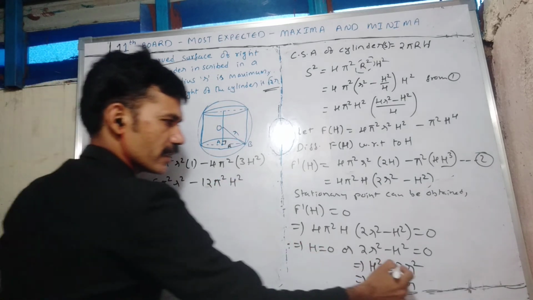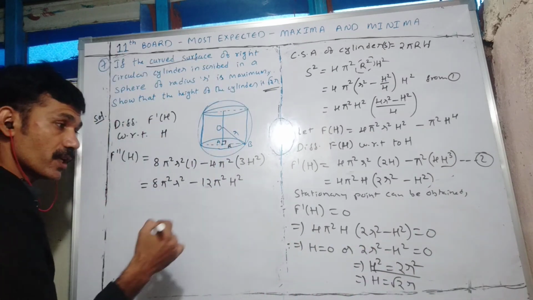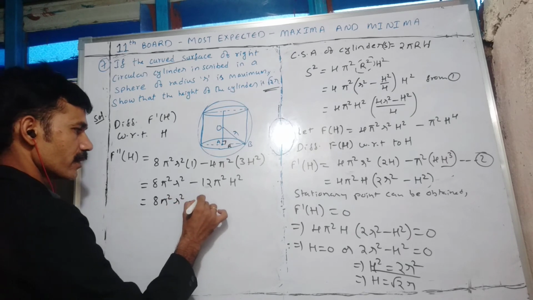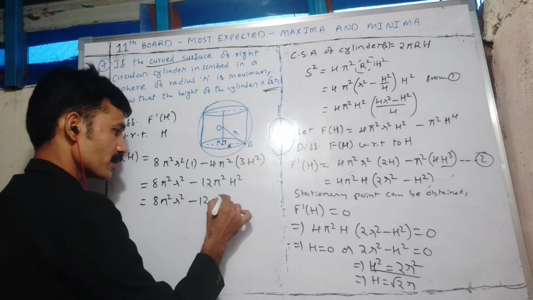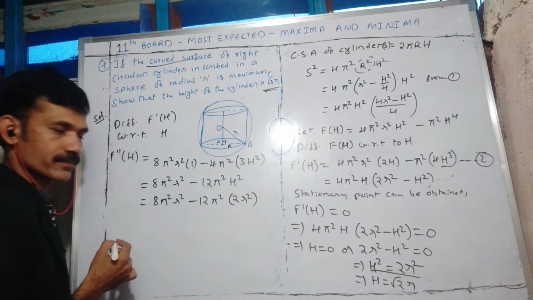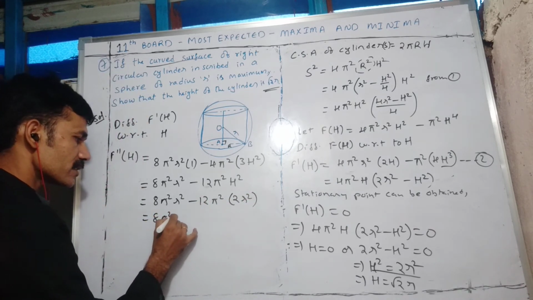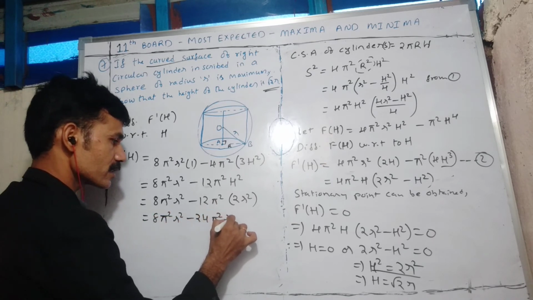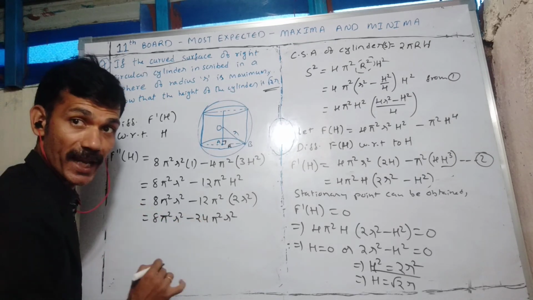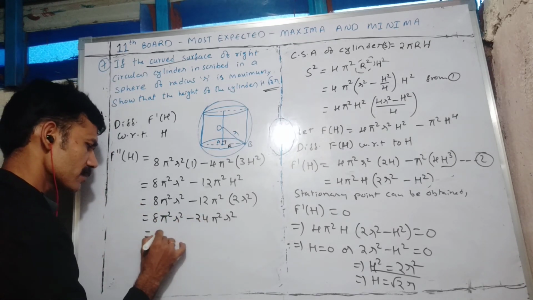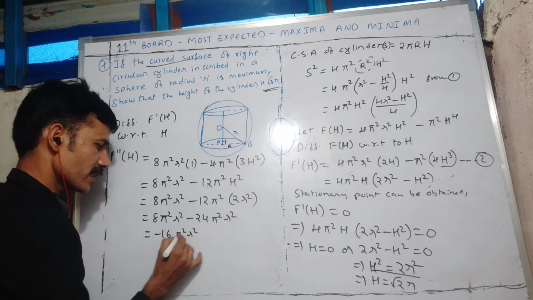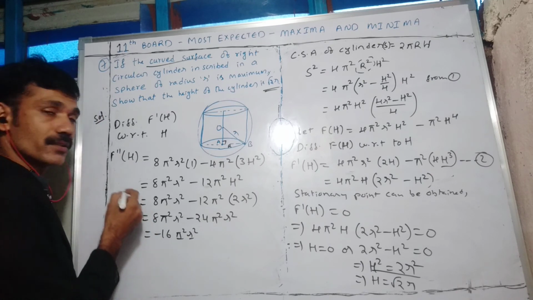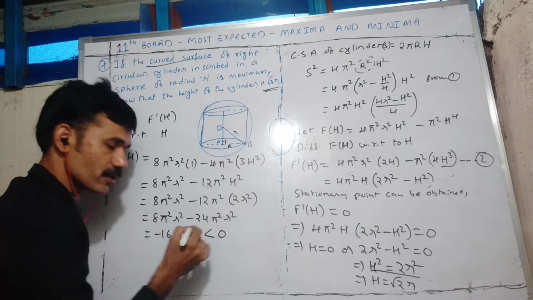See, instead of h², you can replace it with 2r². 8π²r² minus 12π², instead of h² I am writing 2r². So what am I going to get? 8π²r² minus 24π²r². They are like terms, we can subtract. 8 minus 24 means minus 16π²r². Here these two are positive. Minus 16 multiplied gives a negative. So f''(h) is less than 0, or it is negative.